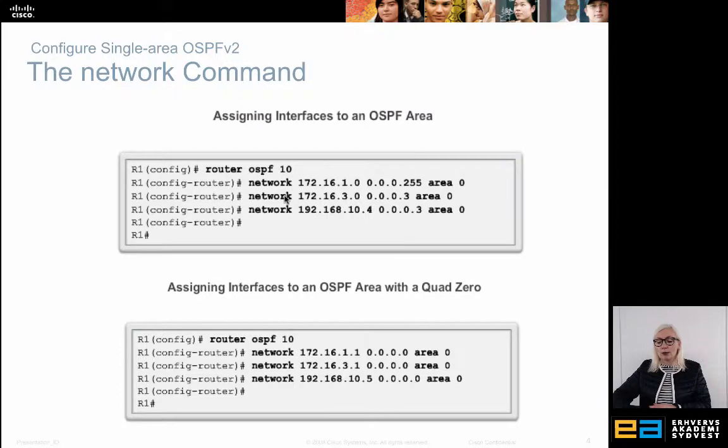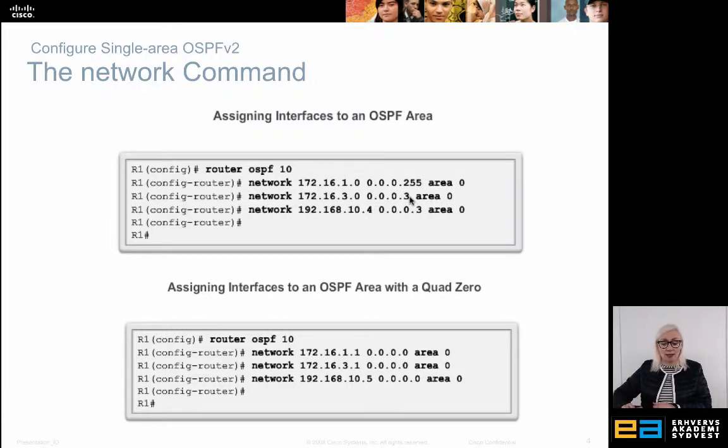And here we also have another network, 172.16.3.0, and the wildcard mask here is 0.0.0.3, which is the inverse of 255.255.255.252, because basically what you do is subtract each octet of your subnet mask from 255, and then you will find your wildcard mask. But of course, you have to do a little thinking, and you have to calculate the wildcard mask.